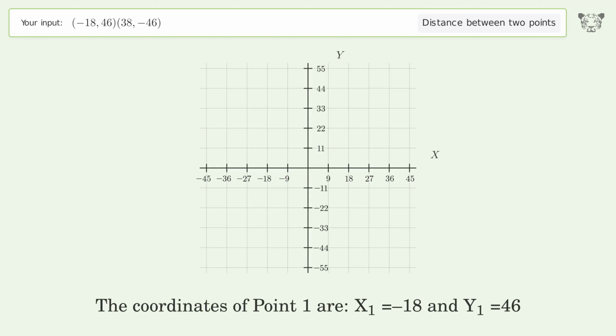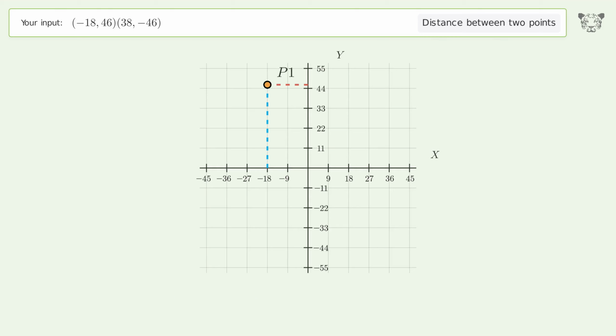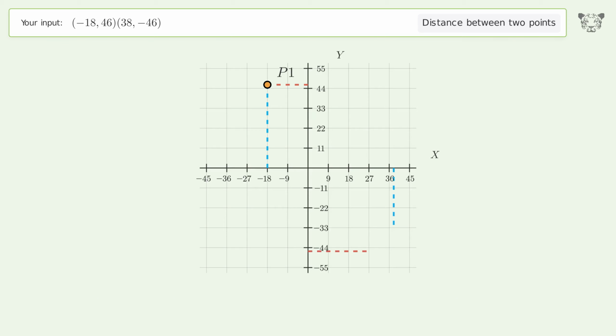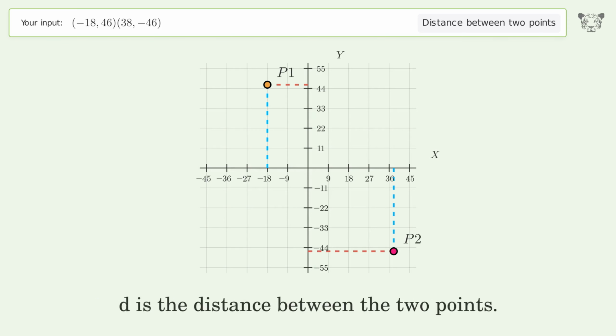The coordinates of point 1 are x1 equals -18 and y1 equals 46. The coordinates of point 2 are x2 equals 38 and y2 equals -46. D is the distance between the 2 points.